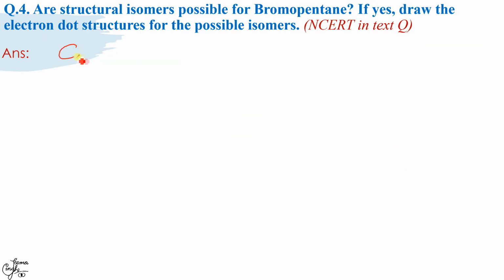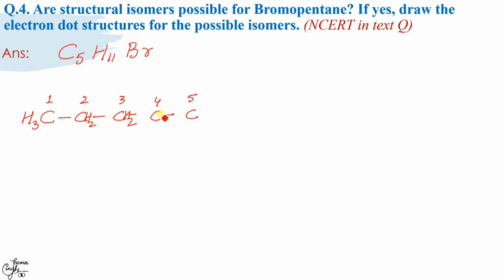So we have C5H11Br. Let's start drawing. The first one, straight chain, the way you would have drawn for pentane. I'll number them also, 1, 2, 3, 4, 5. CH3, CH2, CH2, CH2, CH3, right? I'm going to remove one hydrogen and put over here bromine. That's the first possible isomer. You can draw electron dot structures yourself that I've already taught you. Convert the bonds into dots and crosses. This is the first possibility.